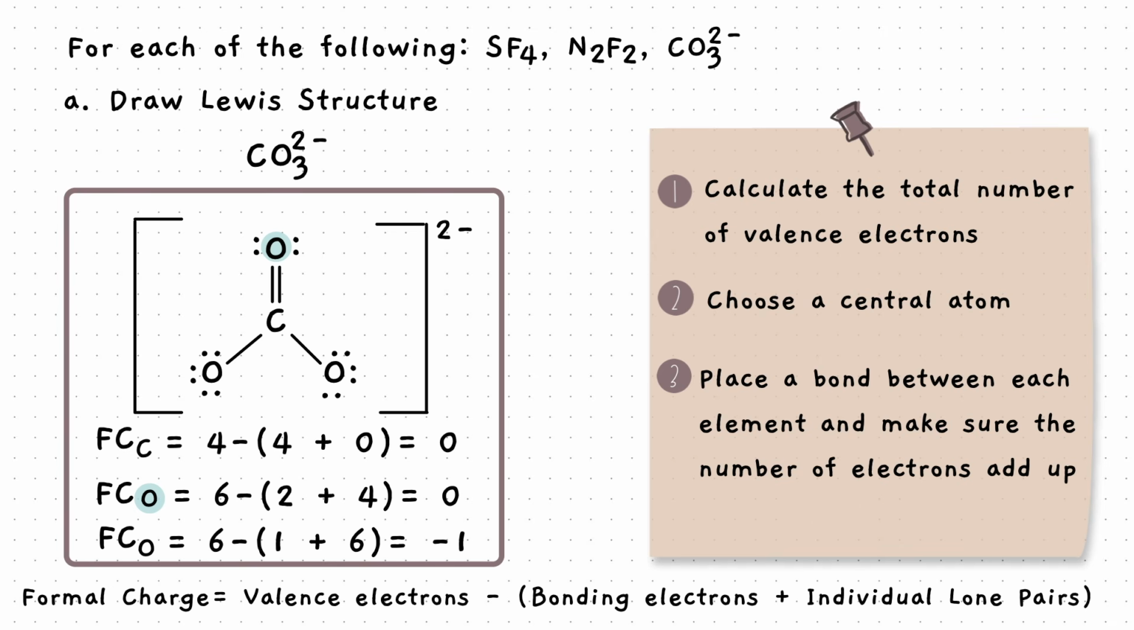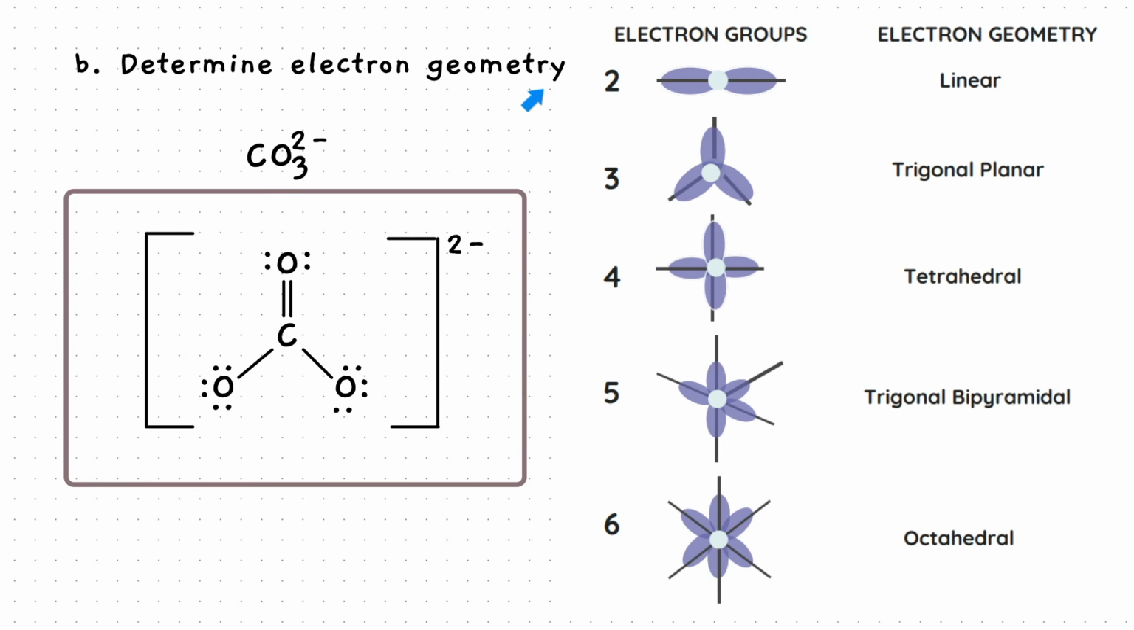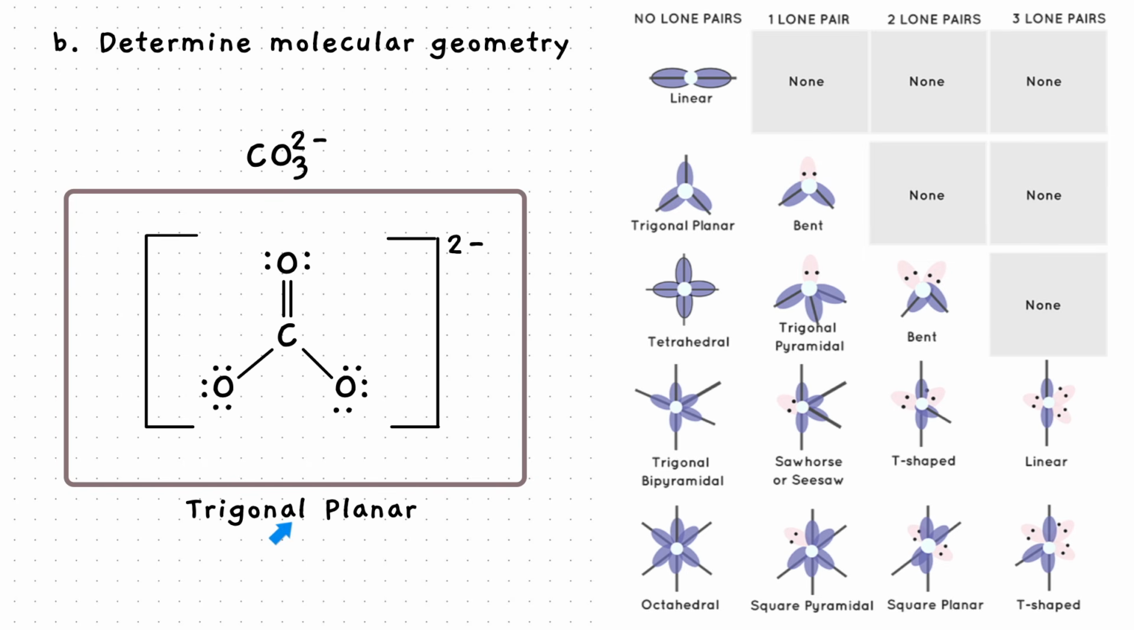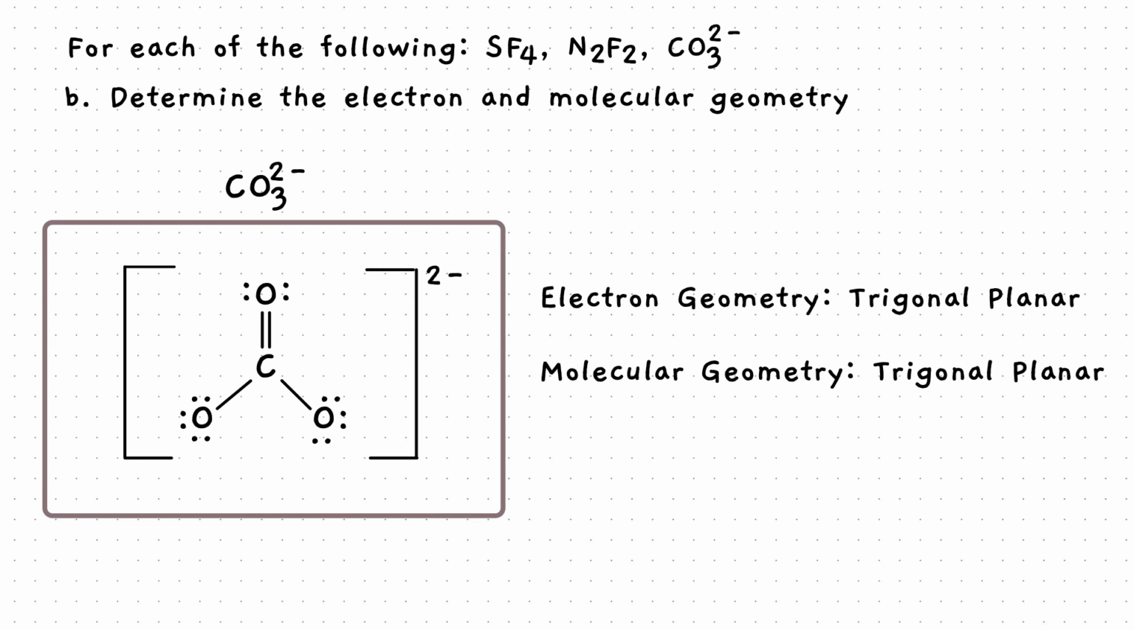Now that we know our structure, we can find the electron geometry. Recall this double bond only counts as 1 electron group. So we have 1, 2, 3 electron groups, making this trigonal planar. The molecular geometry would be the same since there are no lone pairs on the central atom. Both our geometries are trigonal planar.